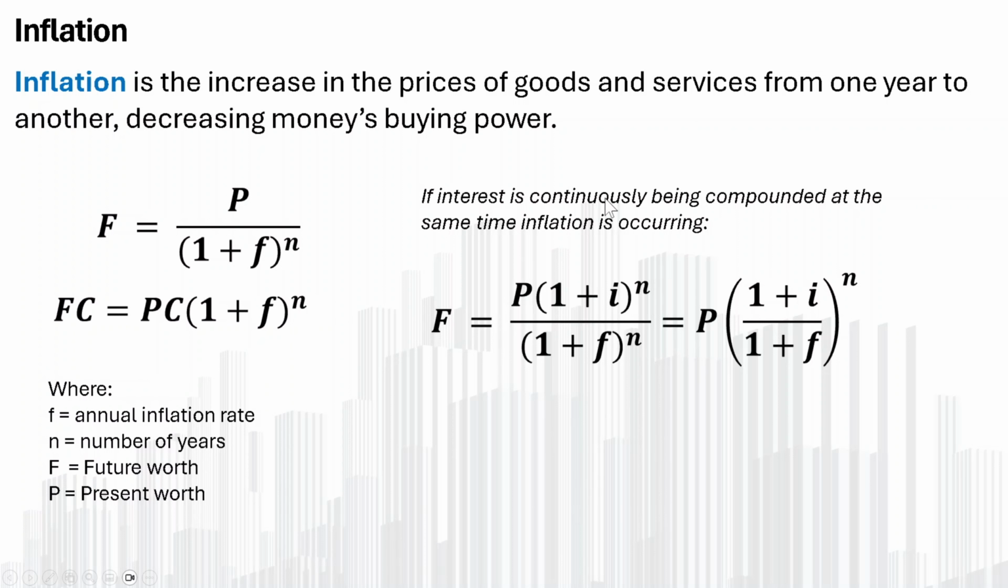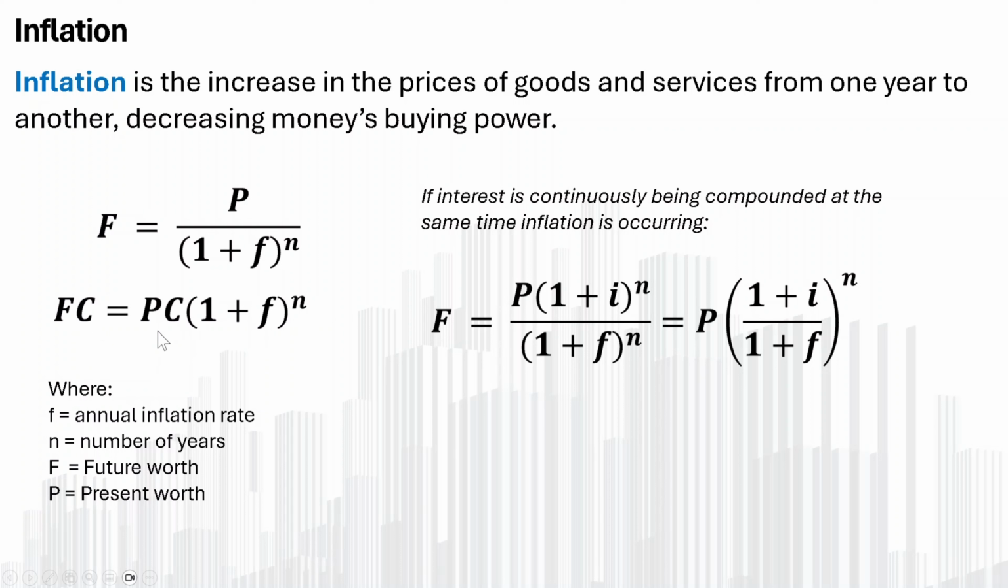And if the interest is continuously being compounded at the same time inflation is occurring, the formula we can use is this one. F, the accumulated value, is equals to the principal times (1 plus i divided by 1 plus f). 1 plus f is yung inflation, and then 1 plus i is yung interest rate natin, compounded. And then yung N natin is yung period dito, okay? Number of years.